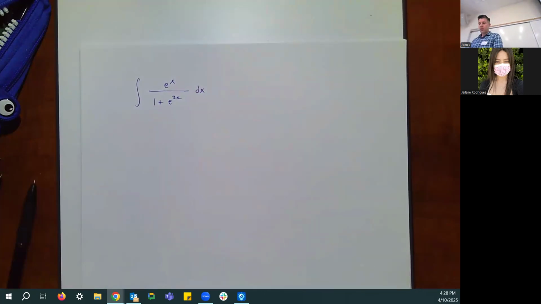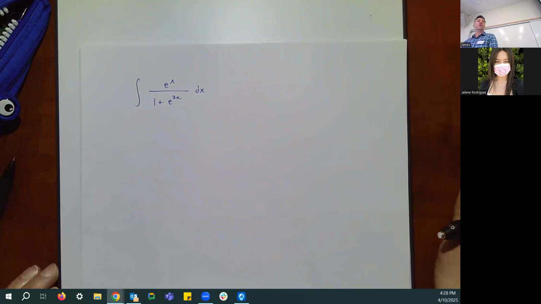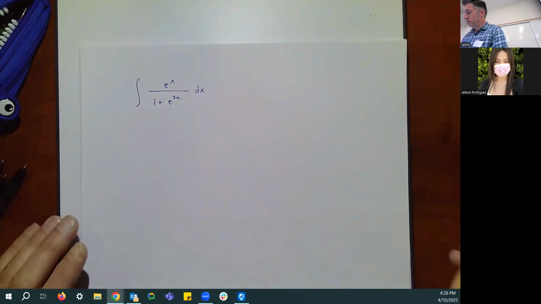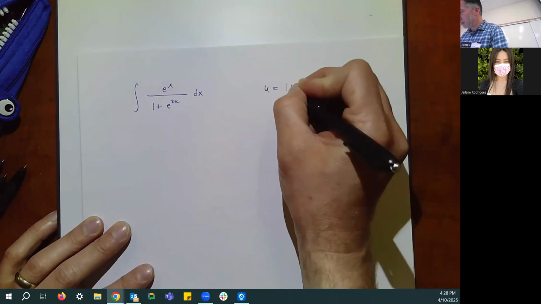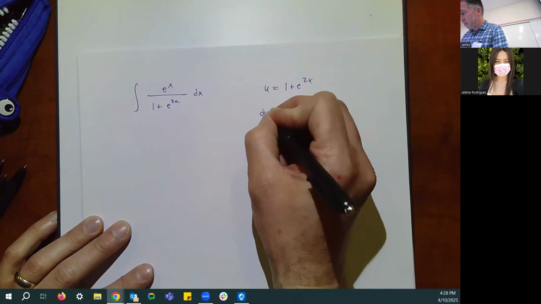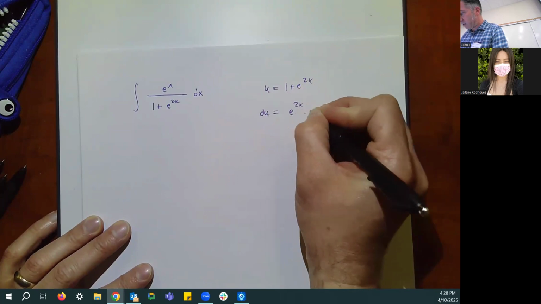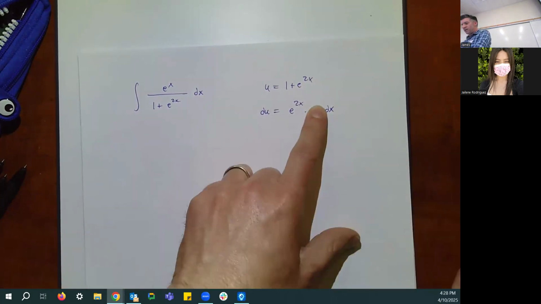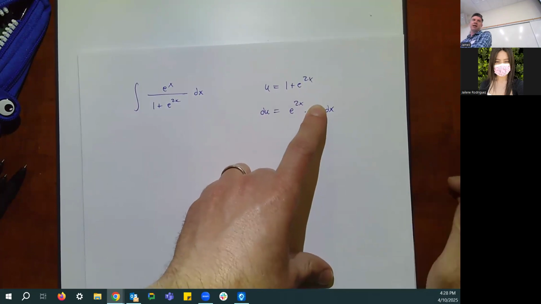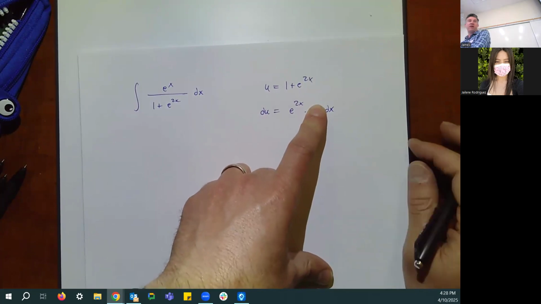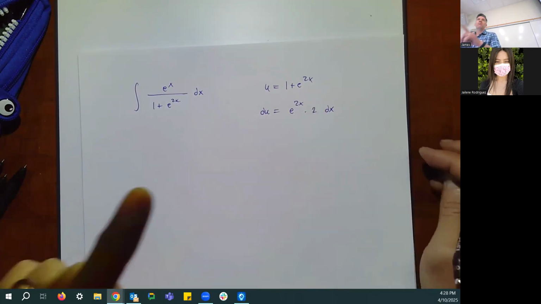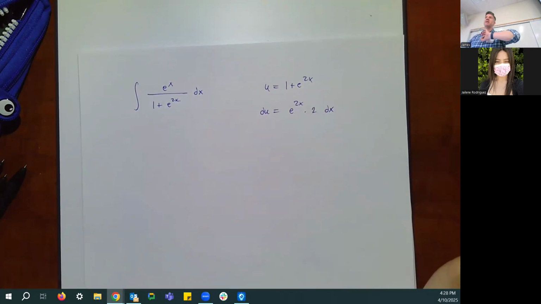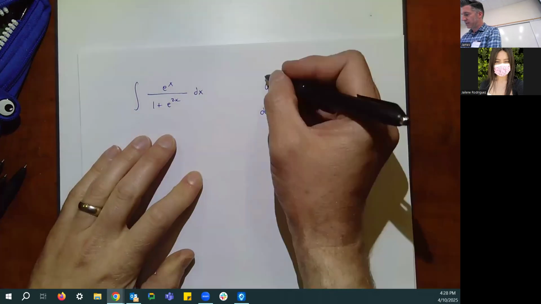Okay. This one is harder to see what your choice for u should be. It is not the denominator. Here's why. You let u equal 1 plus e to the 2x. Your du is e to the 2x times 2 dx. And even if I get rid of the 2, I don't have an e to the 2x times dx. I have an e to the x times dx, which is very different. But the fact that I have an e to the x times dx tells me about what I might use as a choice.